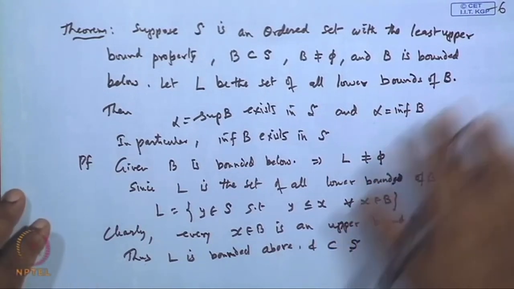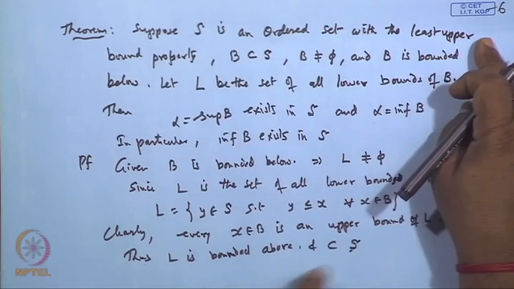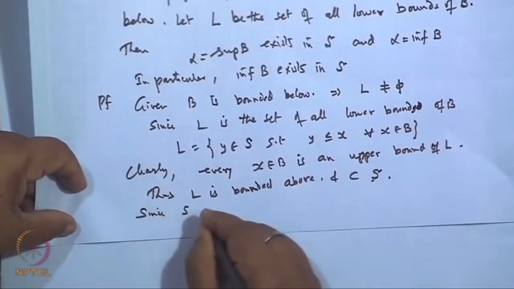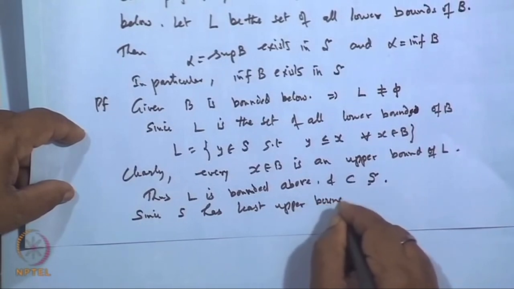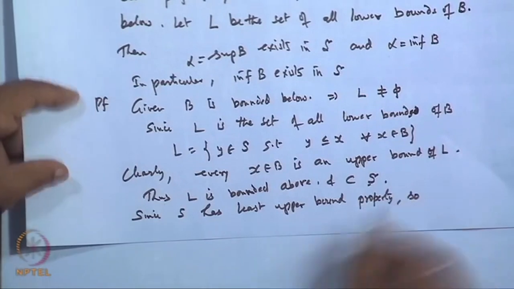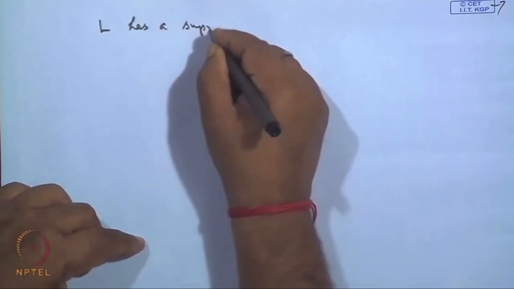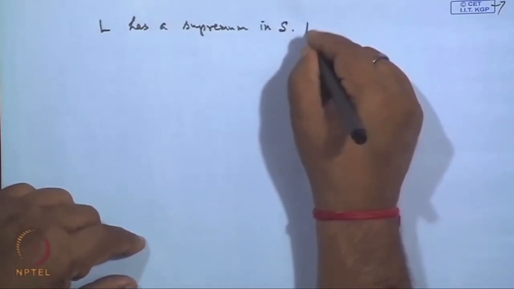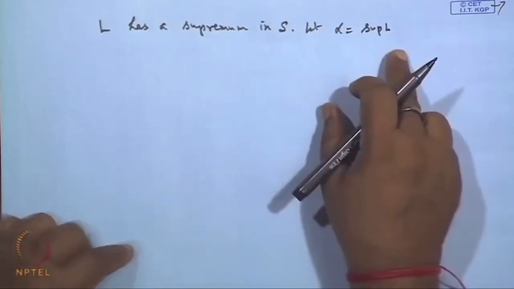So, bounded above and a subset of S, is it not? S is an ordered set, so we can apply the property because S is an ordered set having the least upper bound property. So, by the property, since S has the least upper bound property, L will have a supremum value. The supremum value will exist, and let alpha be the supremum value of L.